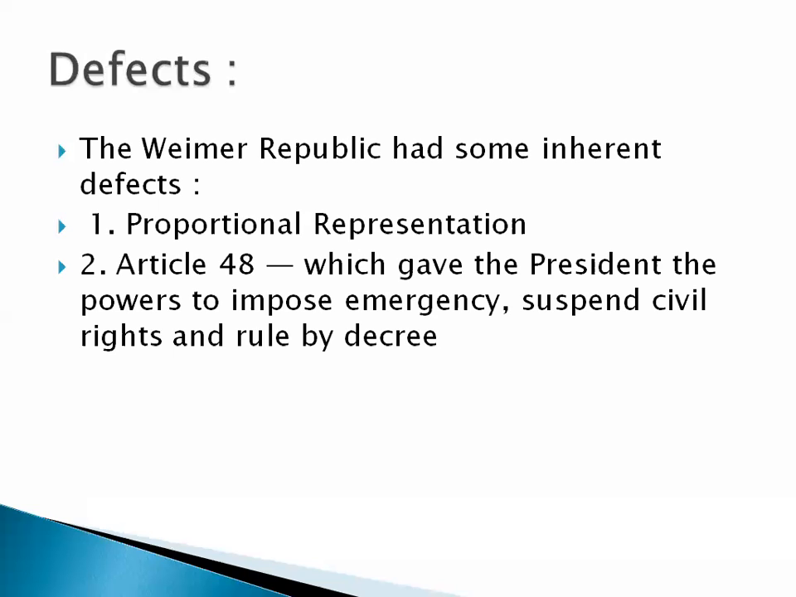Another defect was Article 48. What was this Article 48? This article gave the President the power to impose emergency. Through Article 48, the President got the right to impose emergency in the country, and not only that, but also to suspend civil rights and rule by decree. Decree: an official order that has the force of law. Forcibly, the President can rule in the country through Article 48.